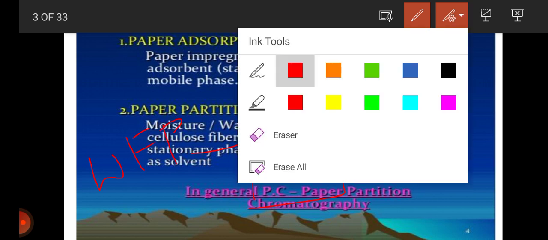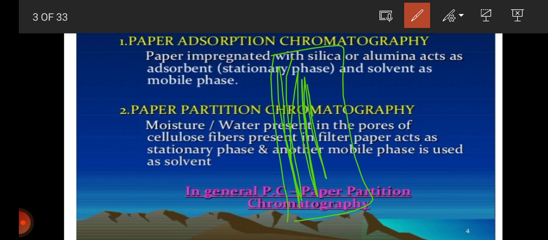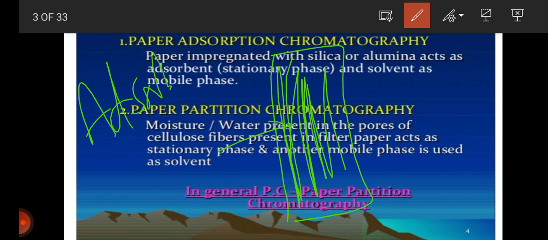Now on this Whatman filter paper, you have to coat it with adsorbent. You have to prepare the adsorbent, which will act like a stationary phase. So how are you going to prepare it? The filter paper has to be coated with the stationary phase, so you take a material, which we will call the adsorbent.